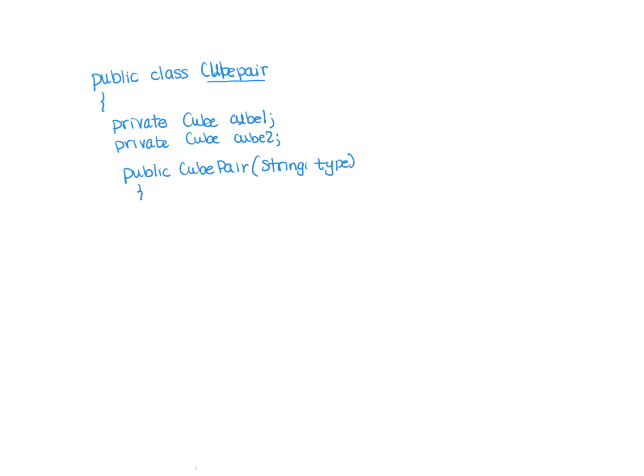So here we're going to have cube1 is going to be a new cube, because we're creating a new object, and we're going to have the type of cube it is. And same thing with cube2. Again, it's a new object, so you have to use the new operator. It's a new cube, and again, it's going to be of the same type.